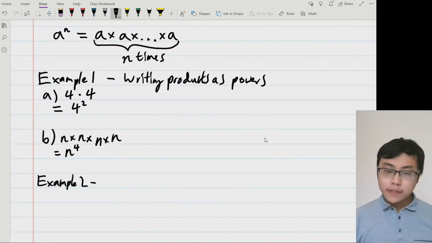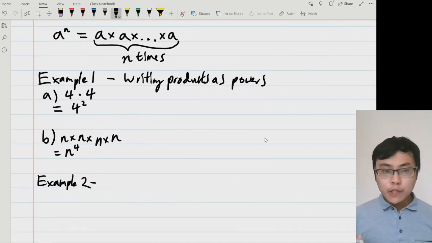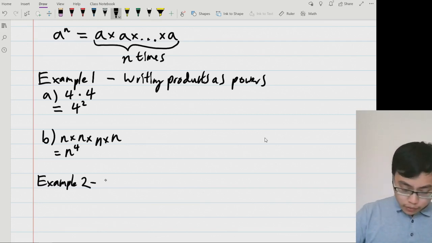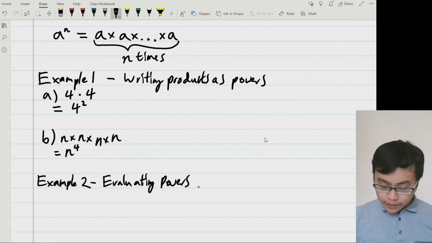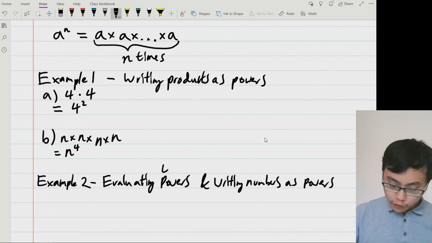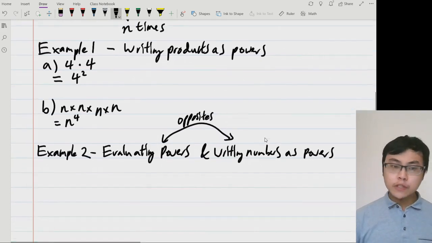Example 2. Let me write the 2 a little bit better. Evaluating powers and writing numbers as powers. So basically, these two are opposites of each other, and you'll see why later.